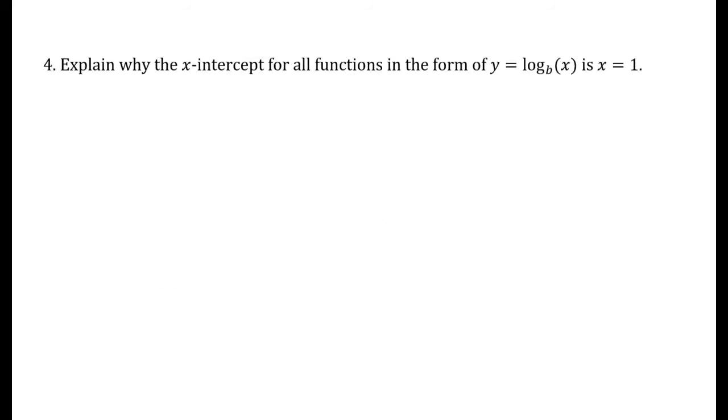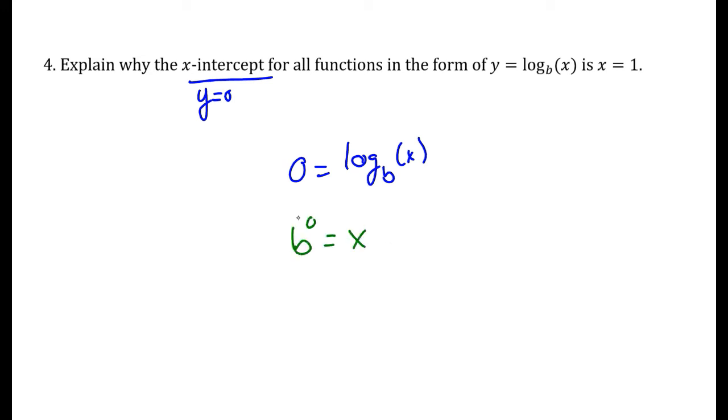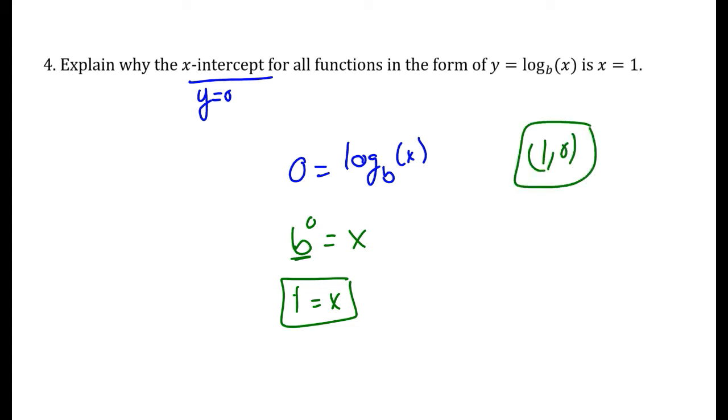Explain why the x-intercept for all functions in this form is 1. So the x-intercept of a function is when y equals 0. So I'm going to set it equal to 0. Rewriting this as an exponent, I get b to the 0 equals x. And we know anything to the 0 power is 1. So therefore, x equals 1. So all the x-intercepts for log base b of x pass through the point 1, comma 0. Once you start shifting it around, it changes, but at the parent log function, it's 1, comma 0.